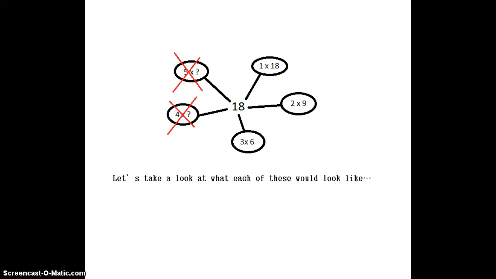I also kind of like to do it this way. Here you can see 1 times 18, 2 times 9, 3 times 6. Here, 4 times nothing will equal 18, and there's nothing we can multiply times 5 to equal 18, so here we have all of our multiples of 18.